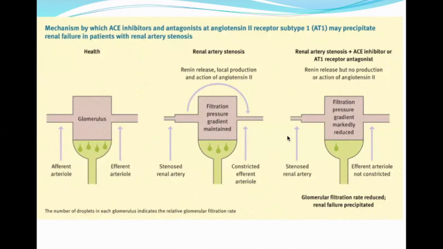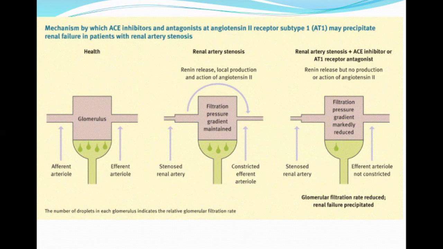So what the ACE inhibitor does is it dilates the efferent arteriole. So it blocks the action of angiotensin 2, either by reduced production of angiotensin 2 or by blocking the angiotensin 2 receptor. In this case, it was production of angiotensin 2. And it leads to this negation of the action of angiotensin 2 and causes reduction in GFR. And that is why the creatinine has gone up. So this is the mechanism.